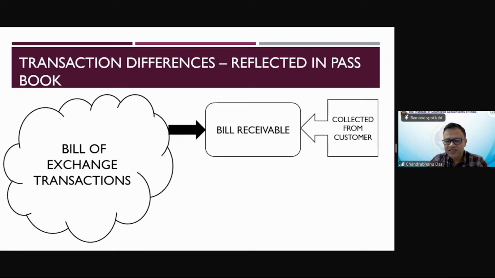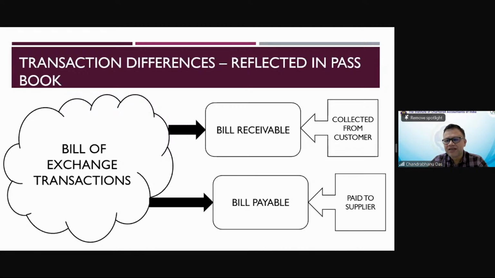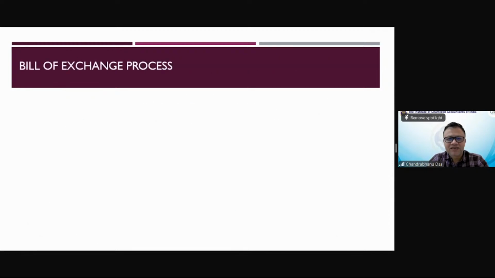So bill of exchange, you know that there is a bill receivable where you are collecting from a customer, and there is bills payable which you have to pay to the supplier. So bill receivable means you have to receive. It's like accounts receivable, accounts payable. Account is replaced by bill receivable and bill payable. Okay.